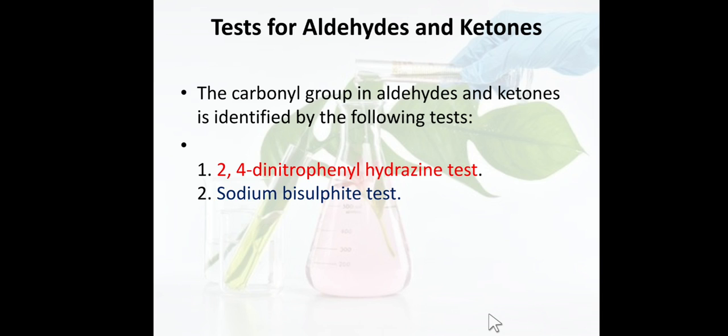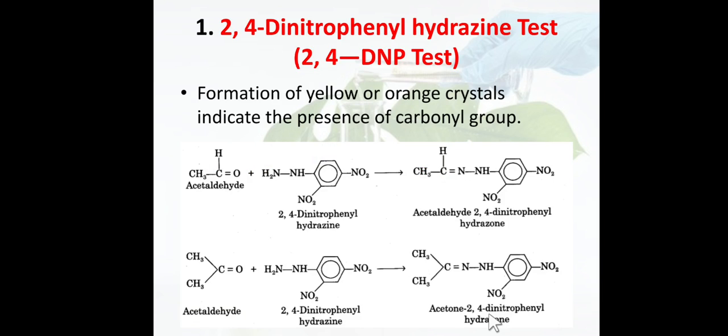Now friends, let's discuss very nice and interesting tests for aldehydes and ketones. The carbonyl group in aldehydes and ketones is identified by the following tests. First is the 2,4-dinitrophenylhydrazine test and second is the sodium bisulfite test. Friends, let's see one by one. The first one is the 2,4-DNP test.